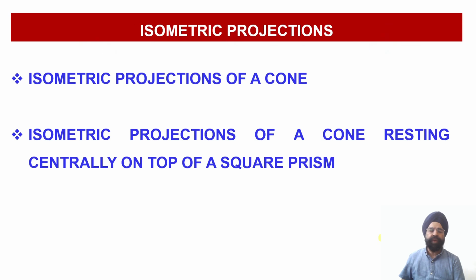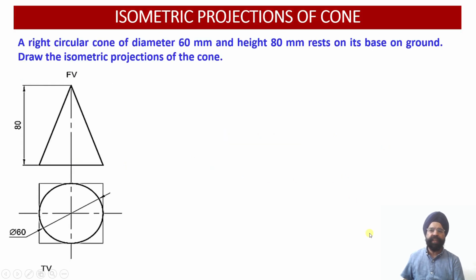Now today we are going to discuss two cases which are related to cone. In the first case we are going to draw the isometric projections of the cone, whereas in the second case we will be discussing the isometric projections of a cone which is resting centrally on top of a square prism. So let us begin with the isometric projections of the cone.